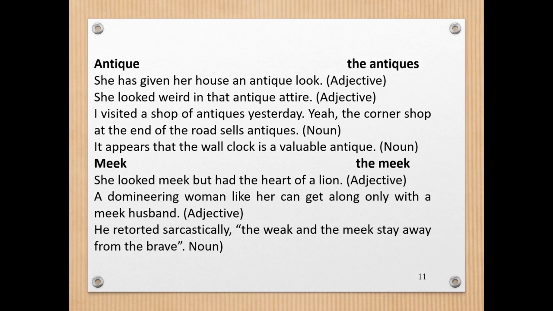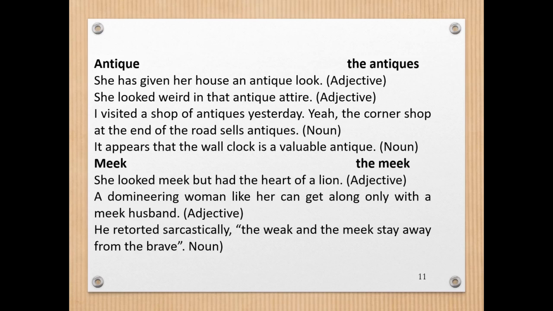The corner shop at the end of the road sells antiques. So there is another sentence here. That means deals in antiques. Right? So you can use the word antique both as an adjective and also as a noun. Next is, it appears that the wall clock is a valuable antique. Now see again, this is a noun. Valuable is adjective, you know, and antique is noun here. Here, you know, s was added, but here you have the word as it is, antique. So this is used here as a noun.